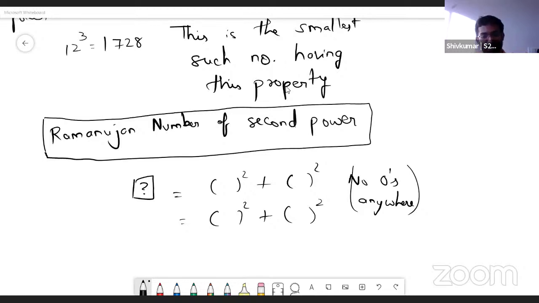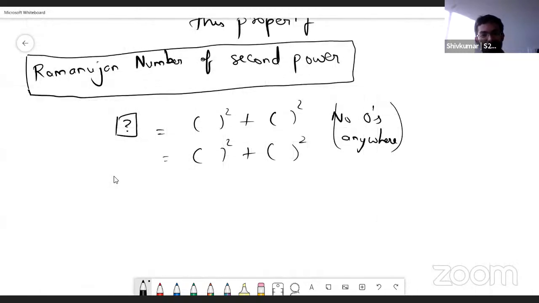Okay, interesting. So Chinmay has one answer. Take 6 square. 6 square is 36. 8 square is 64. Add it: 100. So 10 square is coming. Great. And what is the other representation for this?